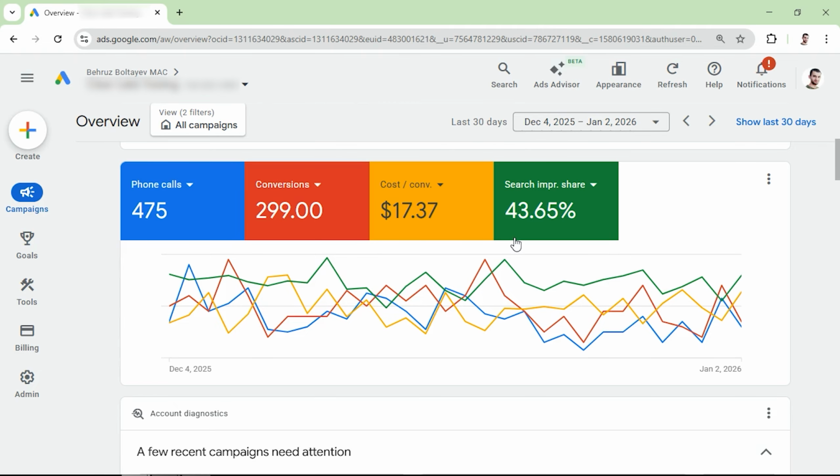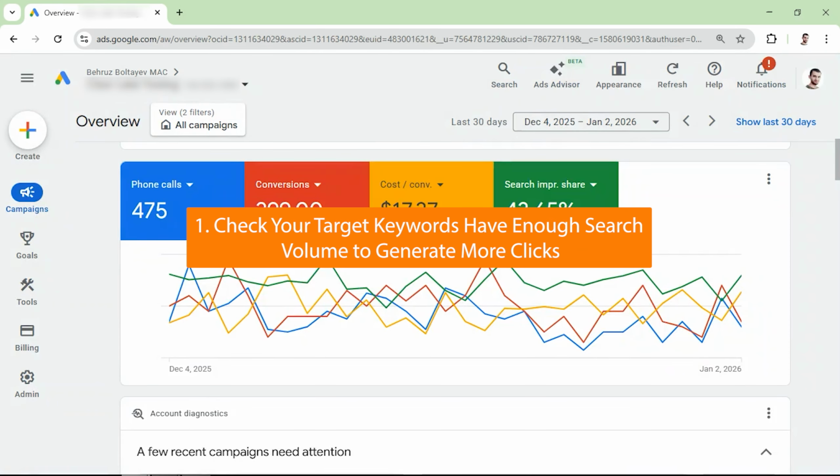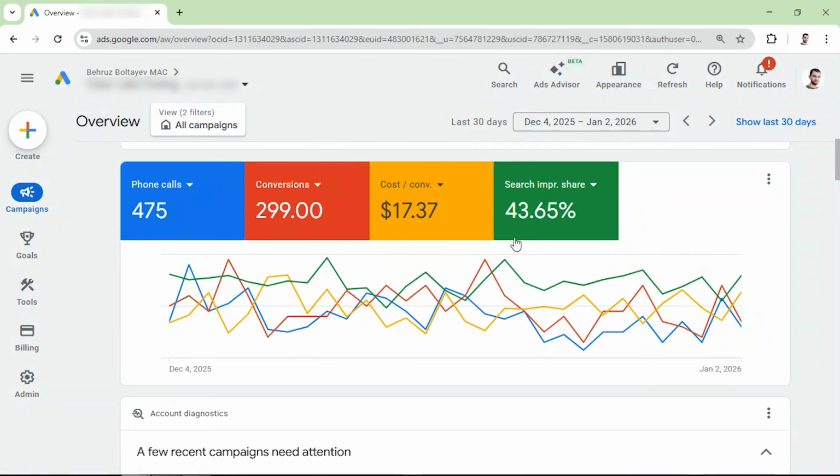So what we need to do when increasing budgets with Google Ads. First of all, I would suggest you check that your target keywords have enough search volume. Because if they don't have enough search volume and you are increasing your budget, it can sometimes increase the cost per click without any reason.